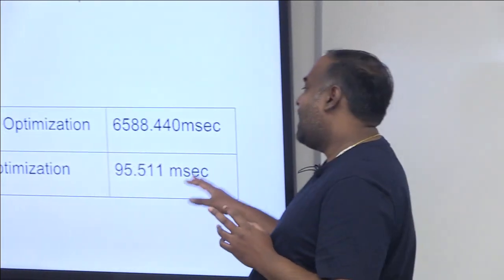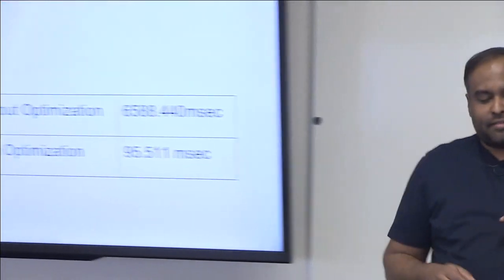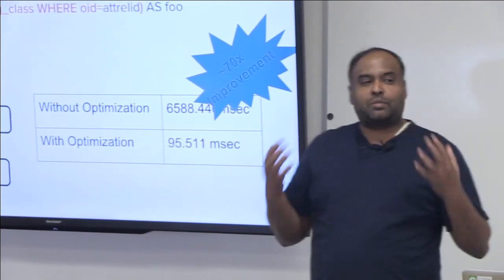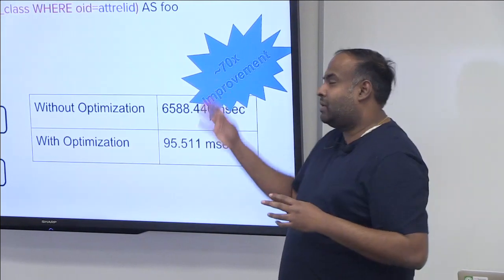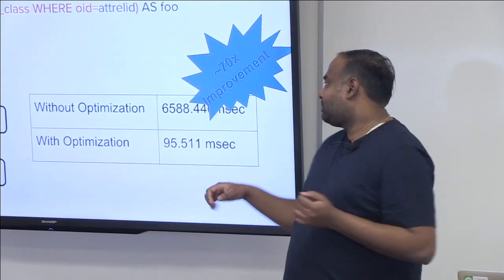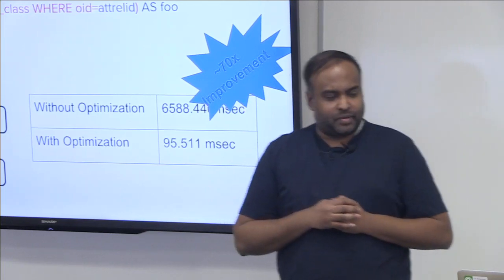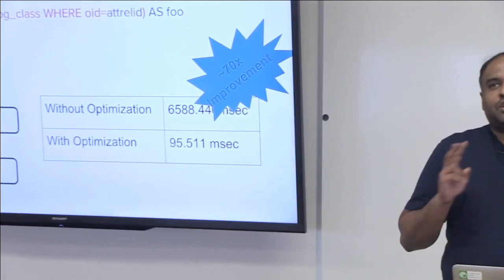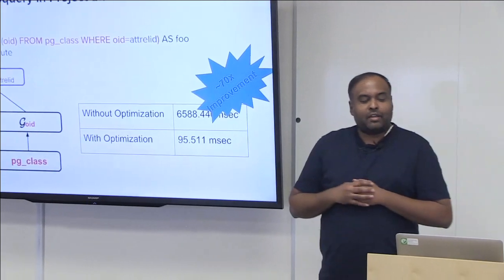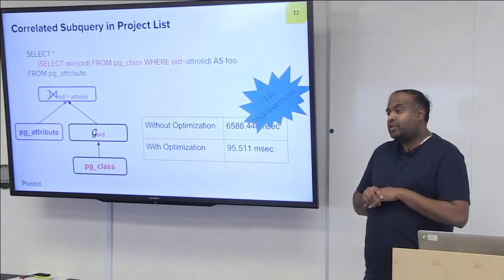Without optimization, it's about 6,500 milliseconds, and with optimization, it's like 95 milliseconds. This is for a TPCDS benchmark. I just took the benchmark, put in the schema, and ran it on the catalog table. About 70x performance improvement. So those are the two topics in regards to correlated subqueries in the project list.